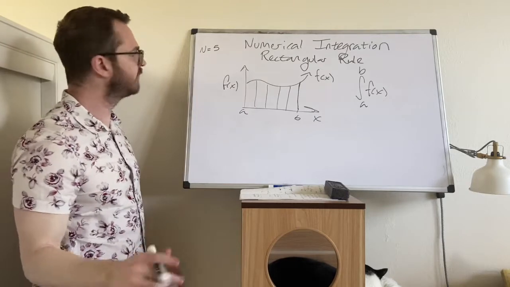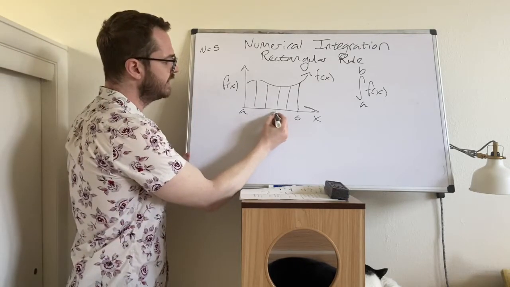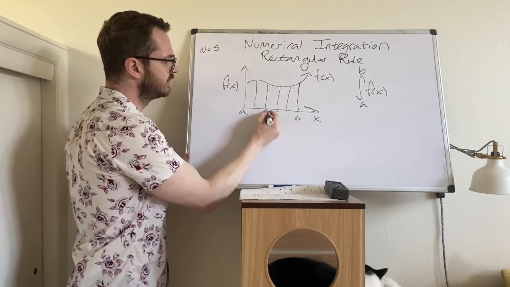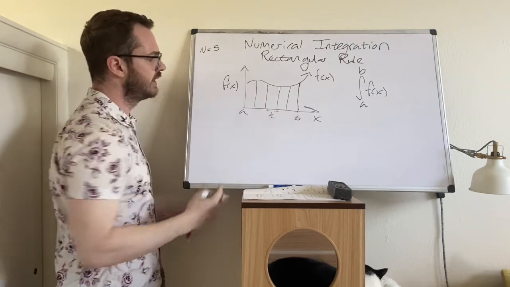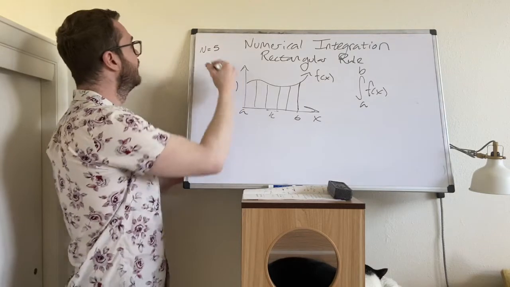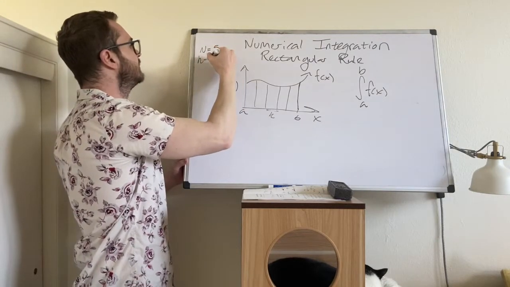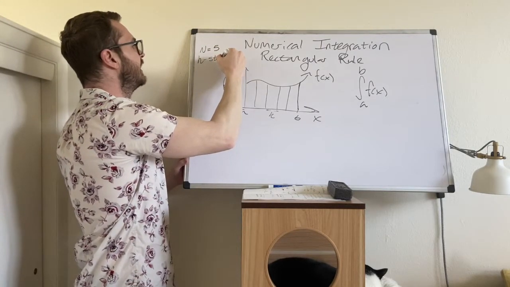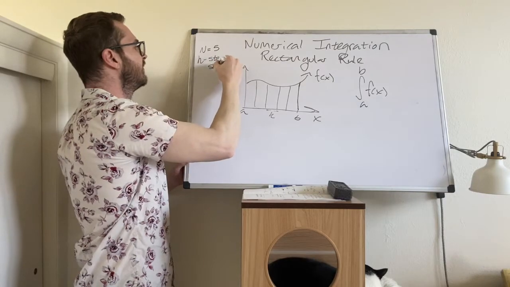Next thing we need to specify is h. So h is the width or the step size between two of these entries. So h, I'm just going to say that h is step size.